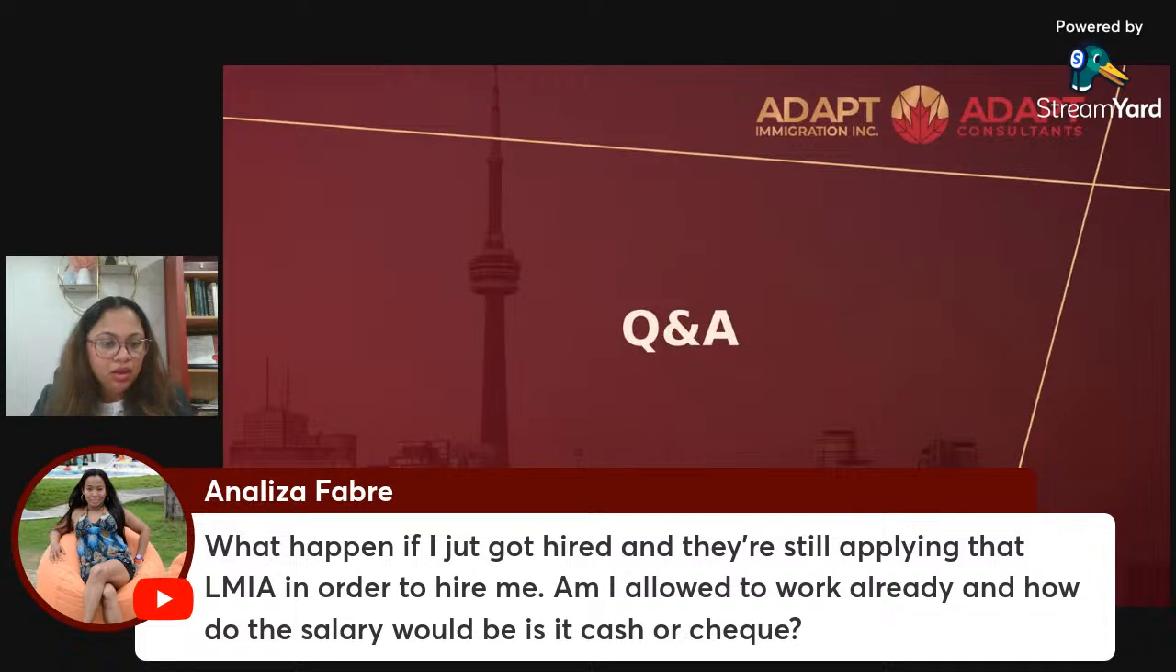What happens if I just got hired and they're still applying for the LMIA in order to hire me? Am I allowed to work already, and would the salary be in cash or check? No, you cannot work without having your work permit. You absolutely need your work permit to start working. It doesn't matter if it's cash or check, you do need your valid work permit.